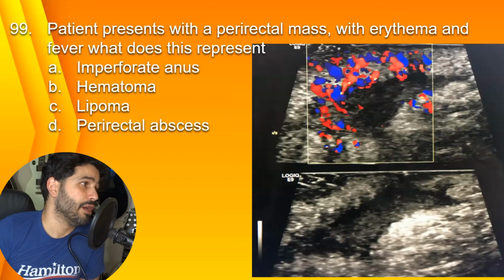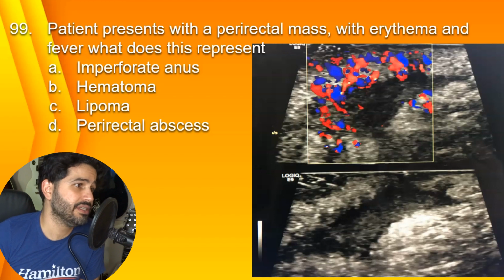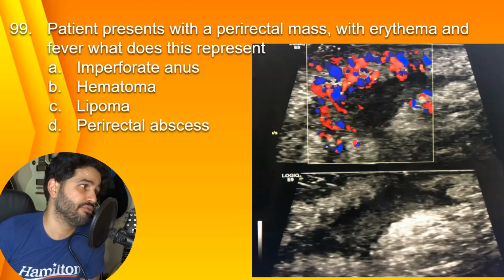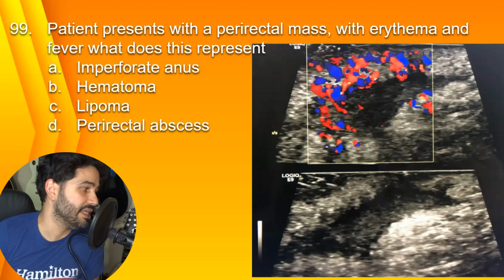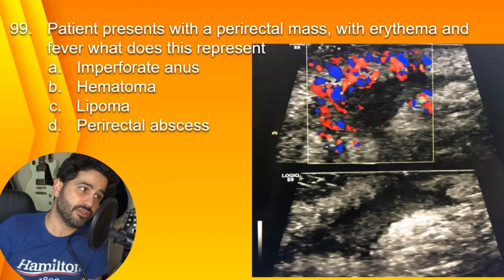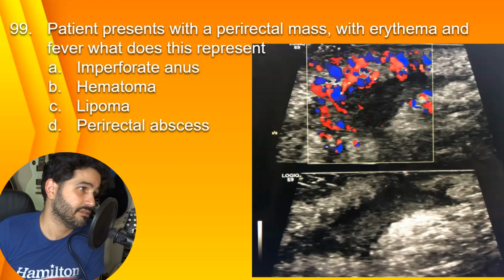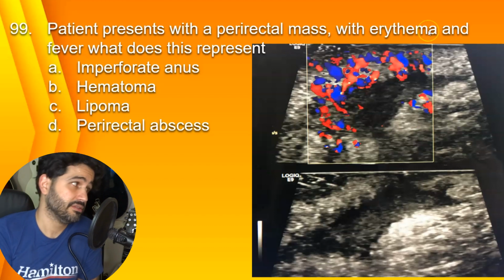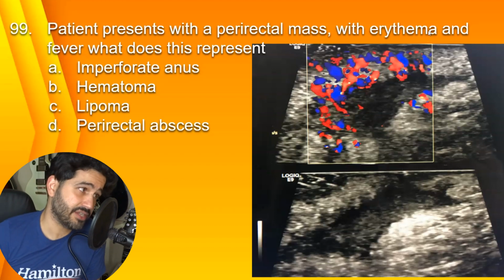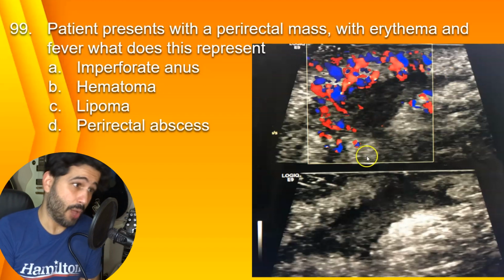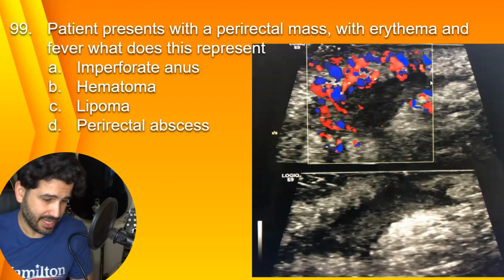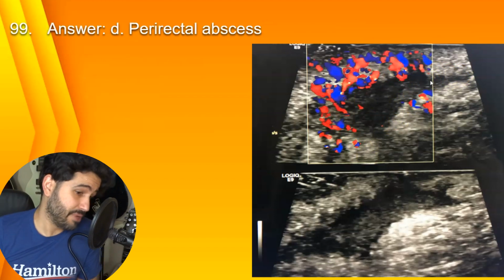Number 99. A patient presents with a perirectal mass with erythema and fever. What does this represent? A, imperforate anus. B, hematoma. C, lipoma. Or D, perirectal abscess. All right, so this patient has erythema, fever, signs of infection, perirectal mass with hyperemia, and a complex fluid structure. Your most likely answer would be D, perirectal abscess.